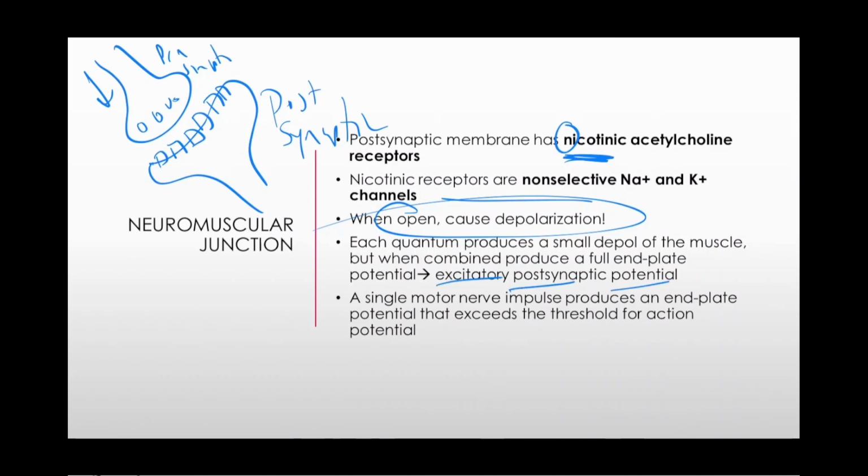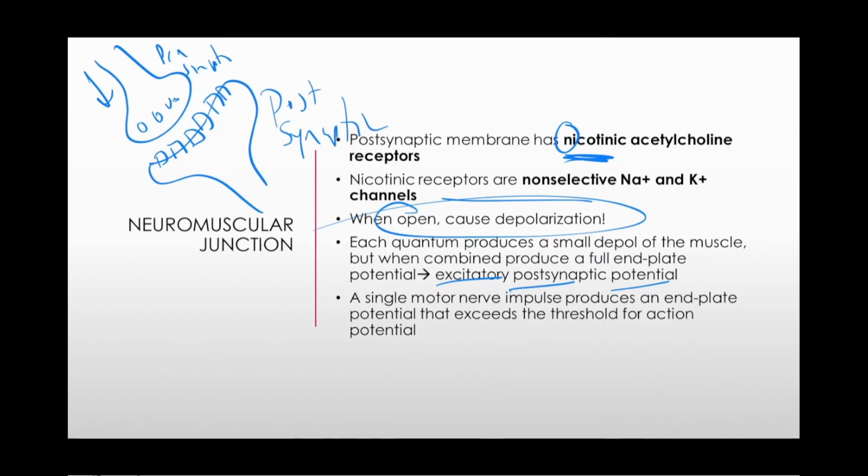Yes? Sorry, can you repeat the part where you said skeletal muscle releases? Okay, so the motor nerve will release acetylcholine. It will bind to nicotinic receptors on the postsynaptic side, which then causes the depolarization of that muscle to occur. And we get movement.